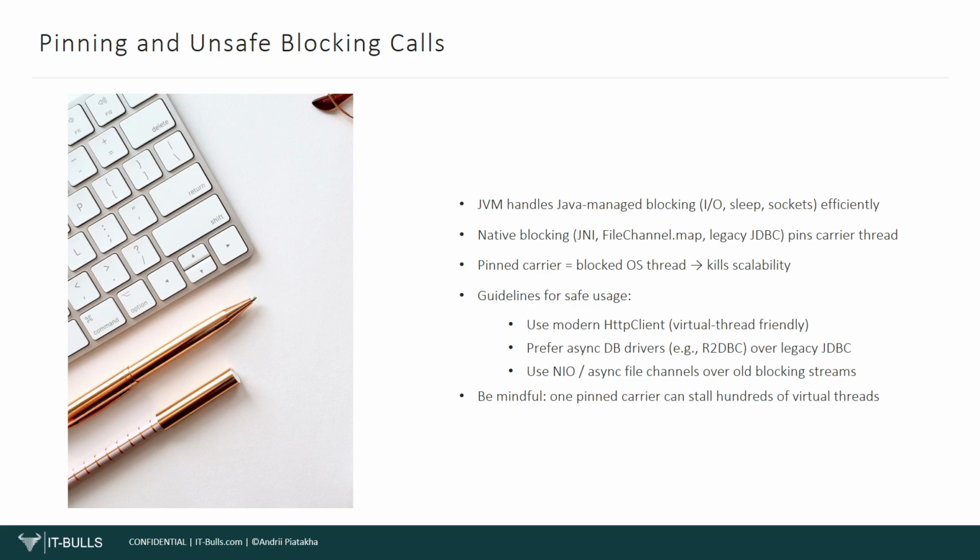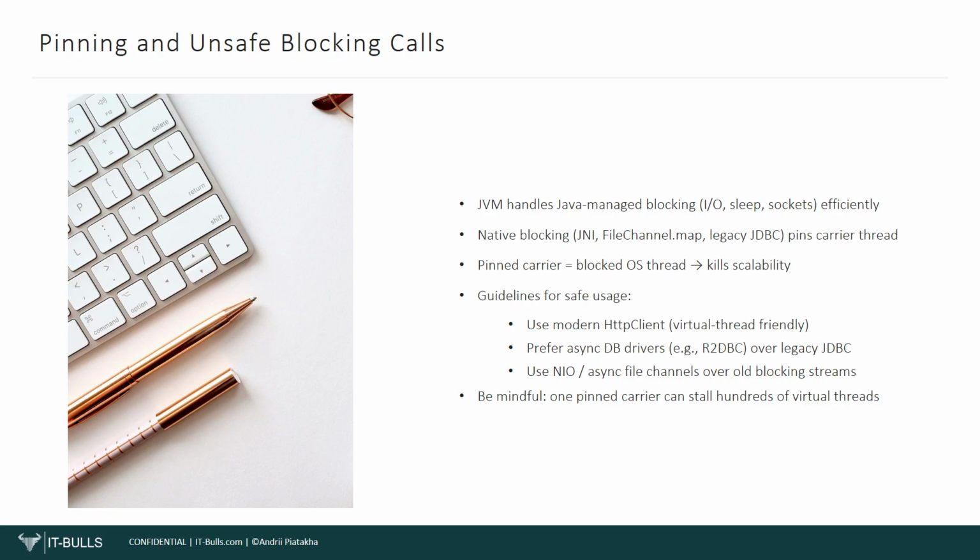The problem comes when a thread enters a native blocking state, like calling a method that goes through JNI, Java Native Interface, or using certain parts of the JDK like FileChannel map or some older JDBC drivers. In those cases, the JVM can't safely intervene. The thread is now really blocked at the operating system level, and so is its carrier, effectively defeating the scalability of the virtual thread model. We call this spinning the carrier thread.